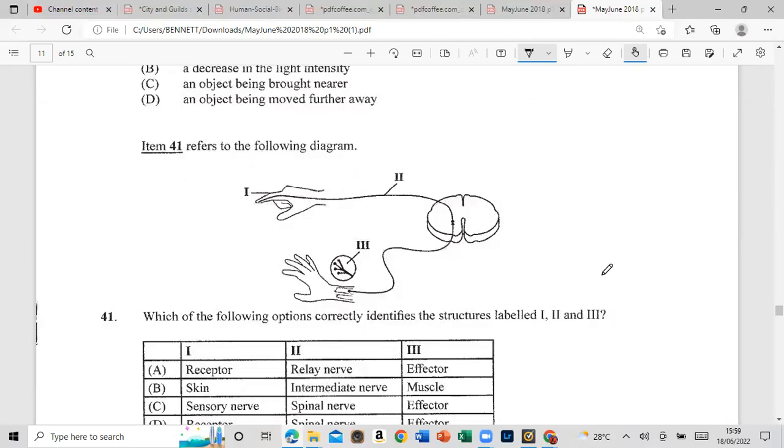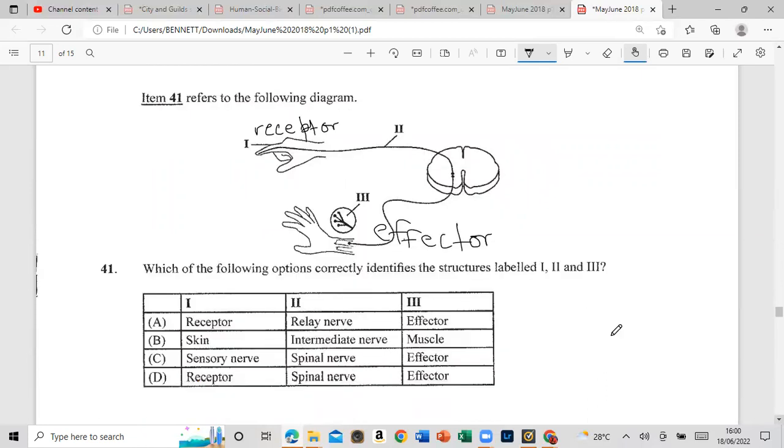All right. Item 41 refers to the following diagram. Which of the following options correctly identify the structure labeled? Find option. So we have 2 is between this and this. So next we have the relay nerve. No, that would be the spinal cord, so it's D. So 41 is D.